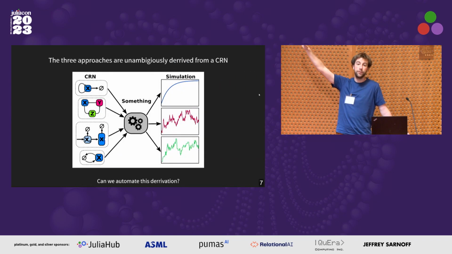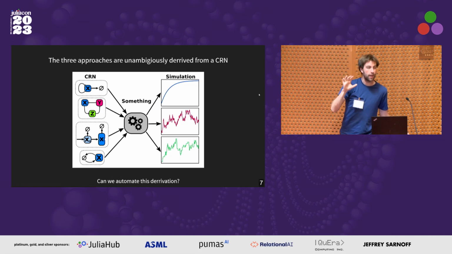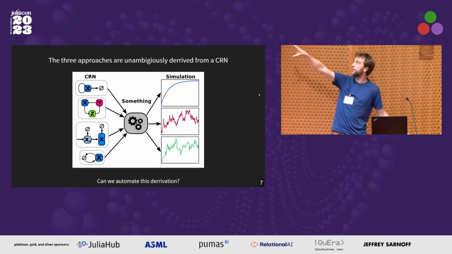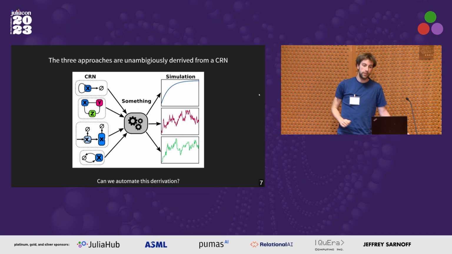But what is nice with these approaches is that if we have a chemical reaction network, the simulation of these three approaches is ubiquitous. So this means that if we know our chemical reaction network, we also know how to simulate using the reaction rate equation, using the chemical Langevin equation, and using Gillespie's algorithm. And then the idea behind Catalyst is there's some way to interpret the chemical reaction network, do something with it, and generate all of these approaches.